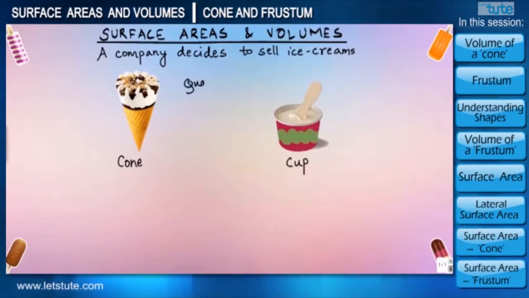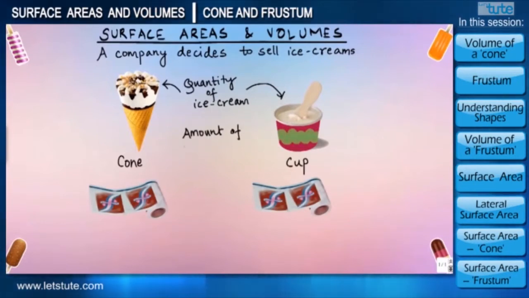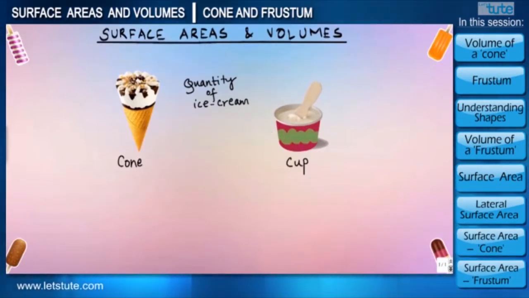First, how much quantity of ice cream this cone and cup can hold, and second, how much paper they will require to wrap each of these two shapes. And that's where our role comes into picture. As a mathematician, we have to help them out with these two important criteria. Okay, so let us take them one by one.